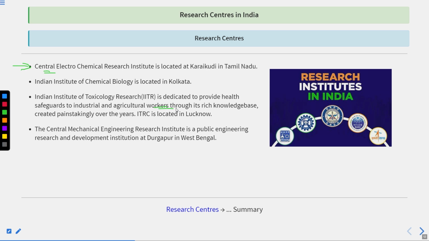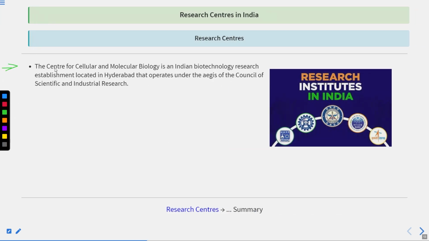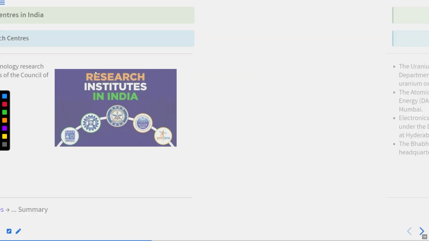ITRC, located in Lucknow. Then the Central Mechanical Engineering Research Institute, Public Engineering Research and Development Institute at Durgapur in West Bengal. Center for Cellular and Molecular Biology, Indian Biotech Research Establishment located in Hyderabad, operates under the aegis of CSIR.